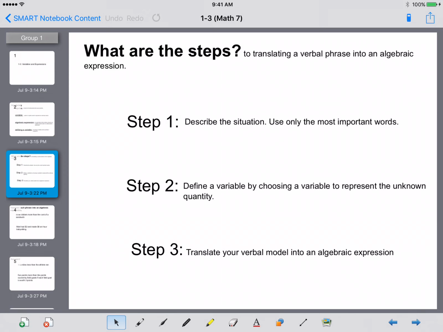Say we want to know how many hot dogs, we're going to pick H to represent hot dogs because hot dog starts with H. You can choose whatever you want. You could choose P even though hot dogs doesn't even have a P in it. Generally, in math, they choose the variable of X. And then step 3 is to translate our verbal model into an algebraic expression.